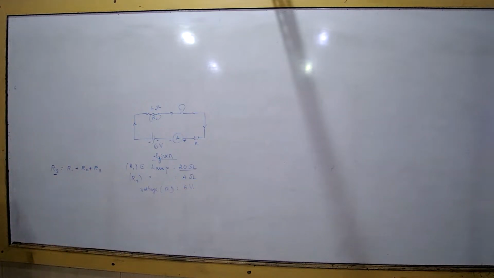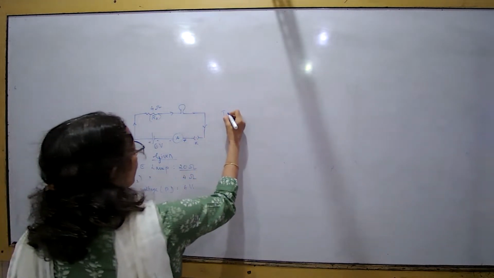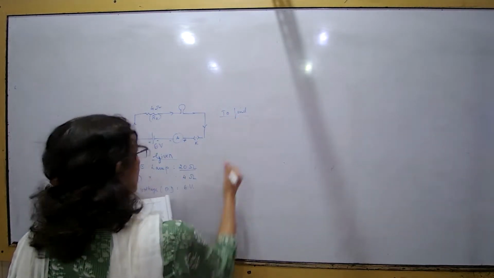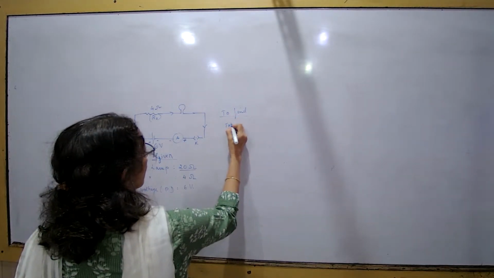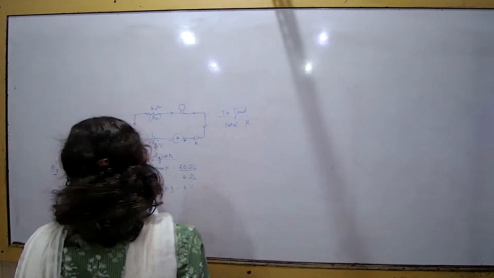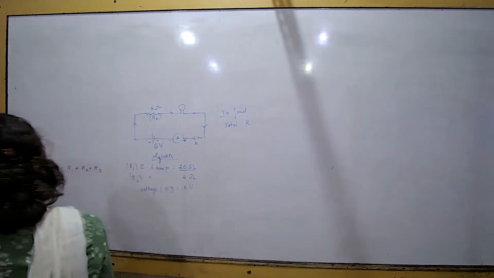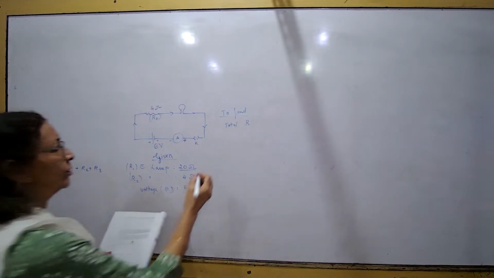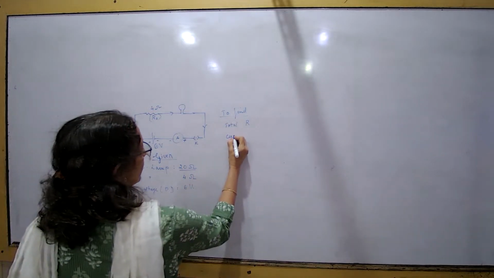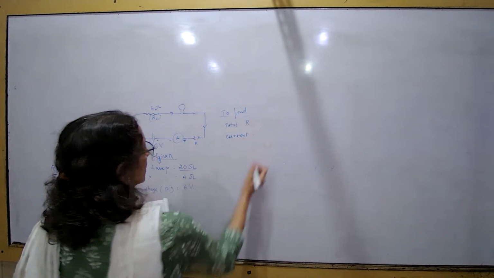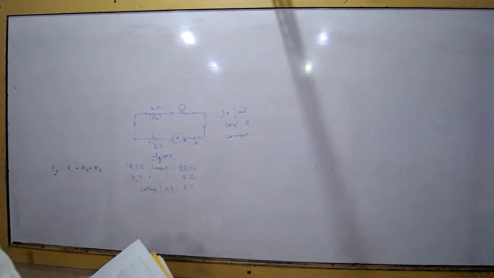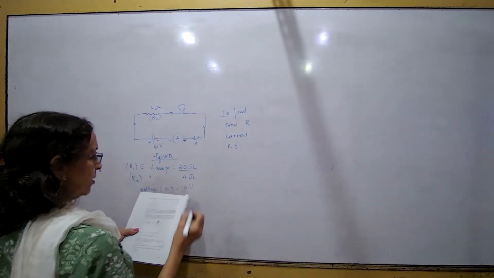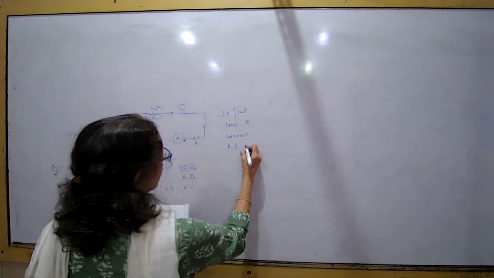Now what should we find out? We need to find the total resistance in the circuit. Then we need to find out the current through the circuit and the potential difference across the electric lamp and the conductor.